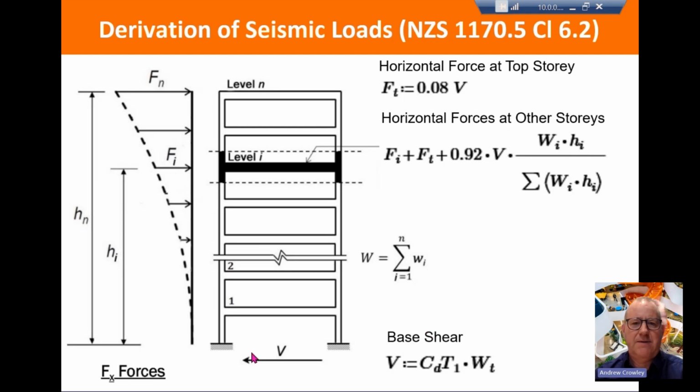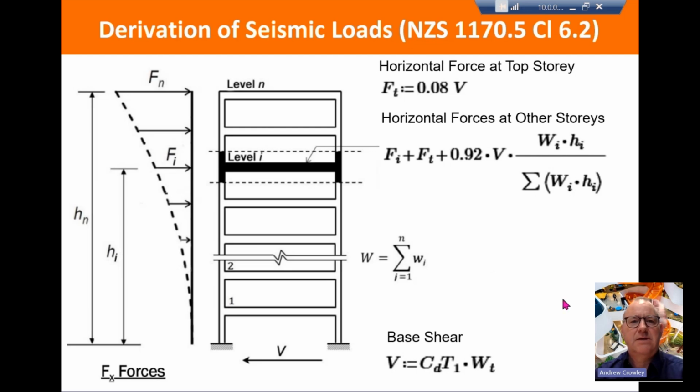So that's the shear at the base of the structure, and that needs to be distributed up the building, and we use these formulas here given in clause 6.2. So we have this exception on the top floor, so that the top floor shear is 8% of the base shear, and then we distribute the rest of the forces in proportion to the stiffnesses and the seismic weight applied at that particular floor, given its height.